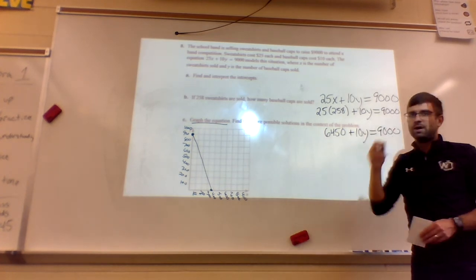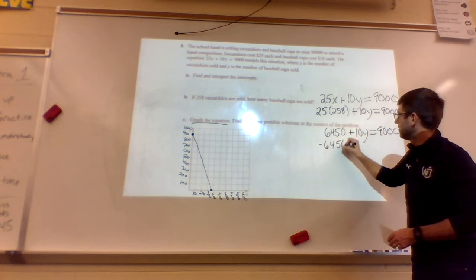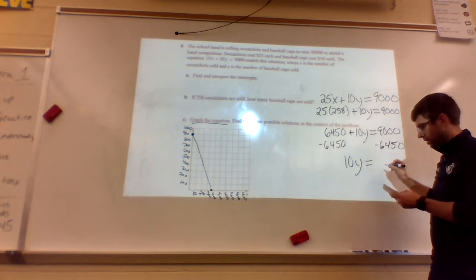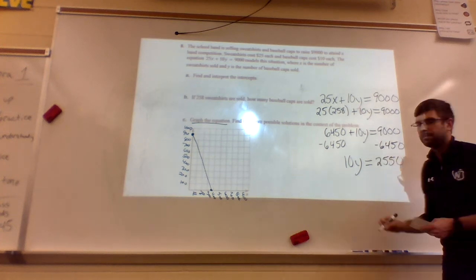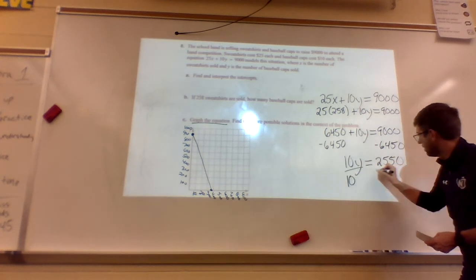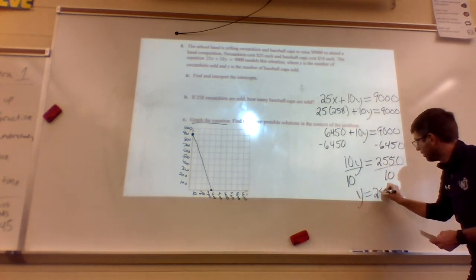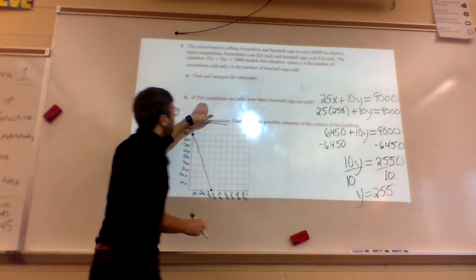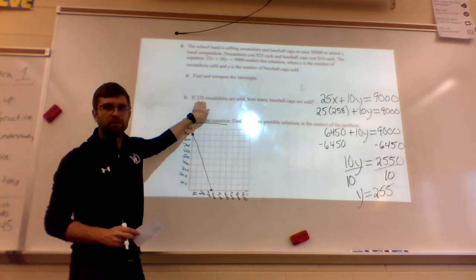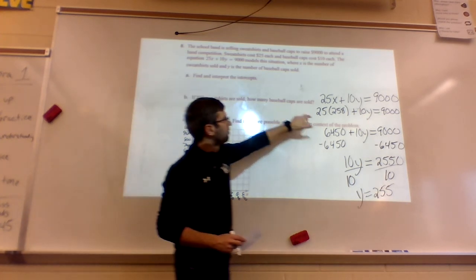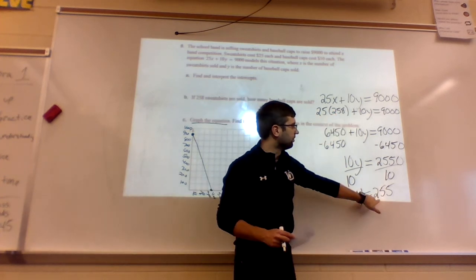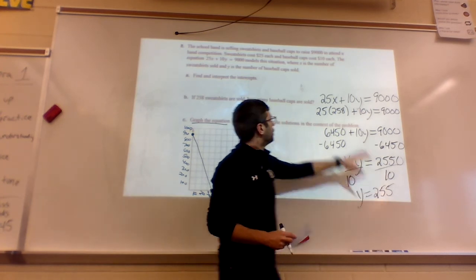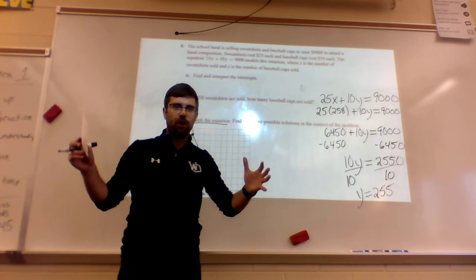Then we continue solving our equation. We'll subtract 6,450 from each side. 10y equals 2,550. We divide by 10, and y equals 255. So what it tells us is that when we sell 258 sweatshirts, in order to make it to $9,000, we would still need to sell 255 baseball caps.